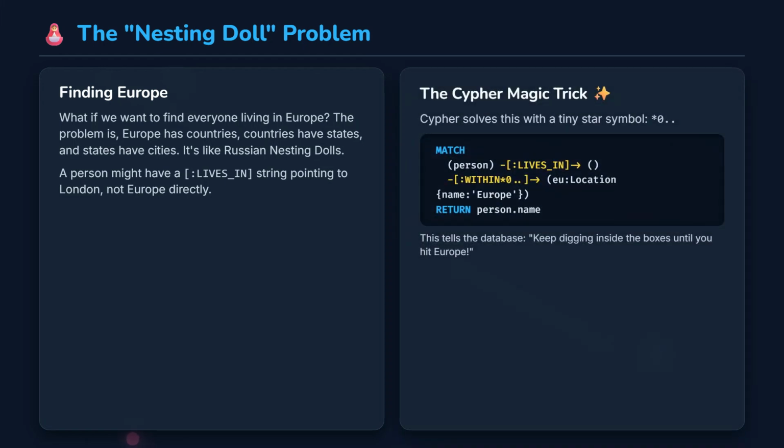Cypher handles this with a magic little trick. Look at the code. See that tiny star followed by a 0? That is a variable length path. In plain English, that symbol tells the database, I don't care how many Russian nesting dolls there are. Just keep opening the boxes, following the arrows, until you eventually hit the box labeled Europe. You don't have to tell the computer how to do it. The query optimizer acts like a smart GPS and figures out the fastest way to open the boxes for you.